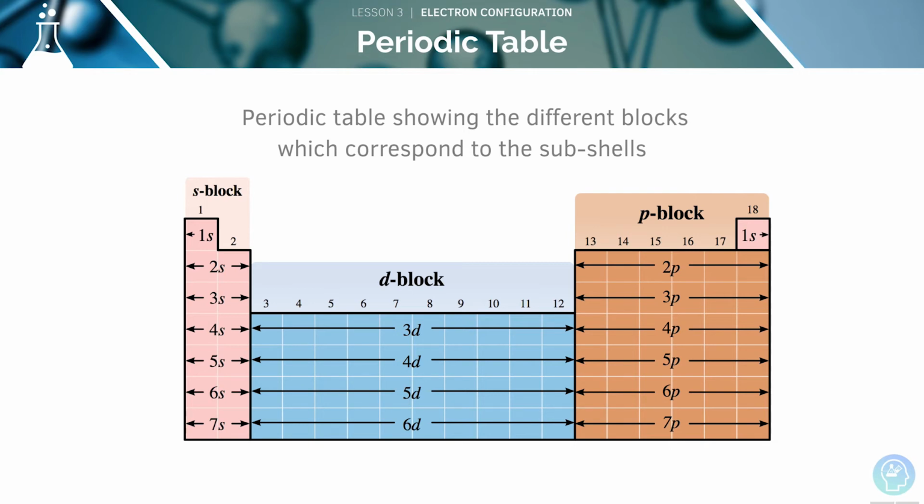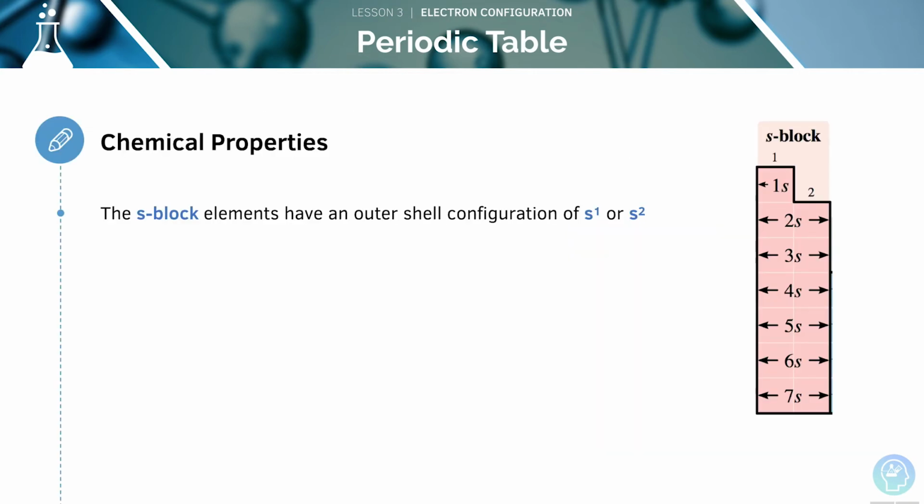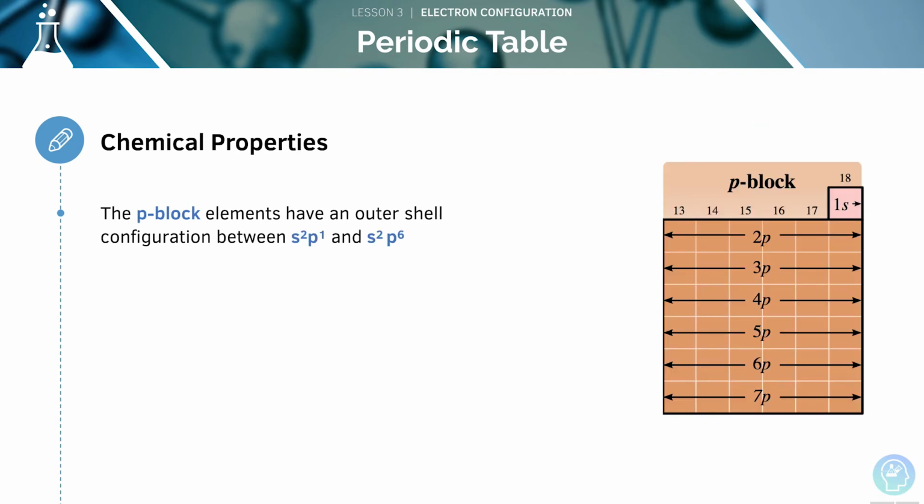The periodic table is broken up into 3 different blocks: the s block, the d block, and the p block. s block elements will have 1 or 2 electrons in their outermost shell, resulting in a configuration of s1 or s2. The electrons of s block elements are lost very easily to form positive ions, and therefore s block elements are very reactive. The elements will also conduct electricity since they'll have delocalized electrons.